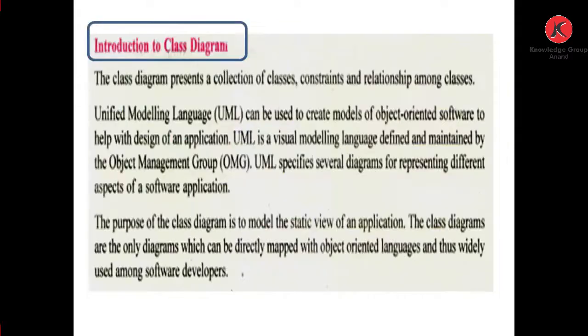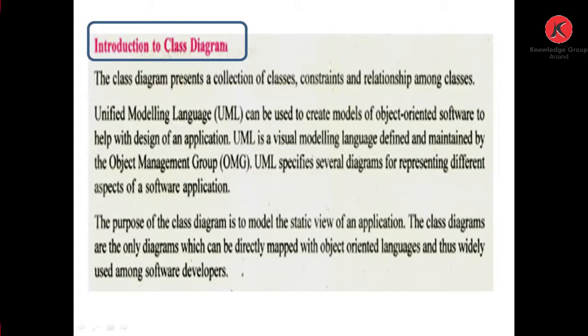So now, the introduction to class diagram. The class diagram presents a collection of classes, constraints, and relationships among classes. UML stands for Unified Modeling Language, and it can be used to create models of object-oriented software to help with the design of applications. UML is a visual modeling language defined and maintained by the Object Management Group. So OMG stands for Object Management Group. UML specifies several diagrams for representing different aspects of a software application.